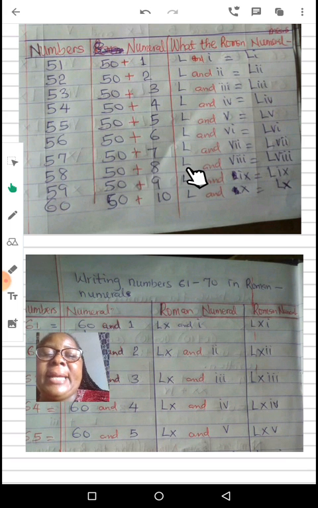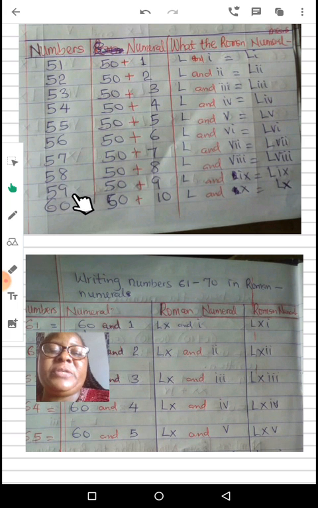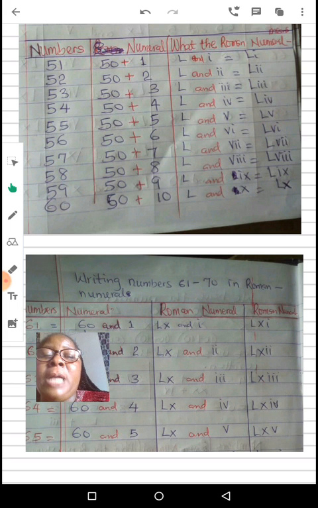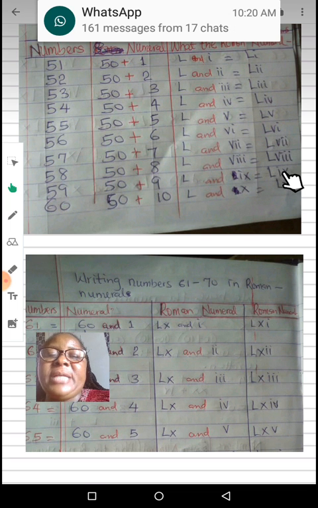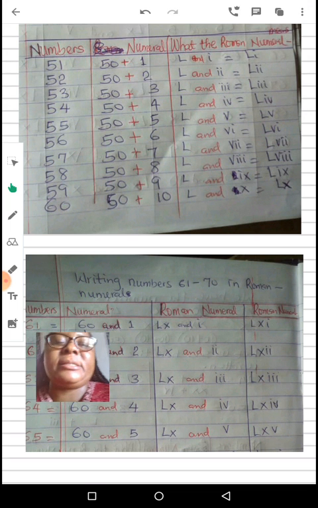58 is 50 and 8. L as in 50 and VIII as in 8. You bring them together, LVIII. Then we go to 59, means 50 plus 9. That is L for 50, and 9 is IX. I've told you that before. 9 is IX. So 59 is LIX.